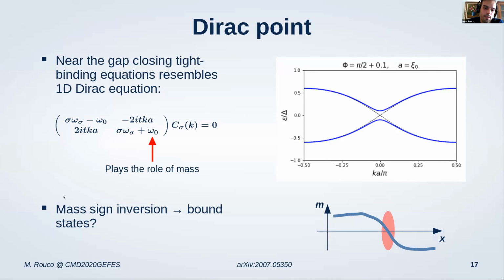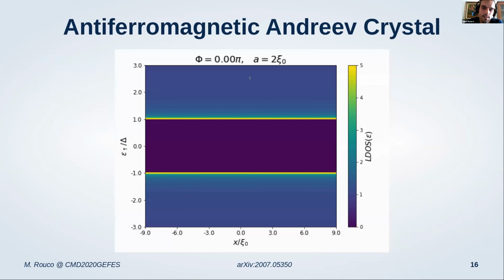So as you may know, a one-dimensional Dirac equation with a mass that changes its sign spatially exhibits some zero energy bound states in the area where the mass changes sign. So we can ask ourselves whether this is also happening in these systems.